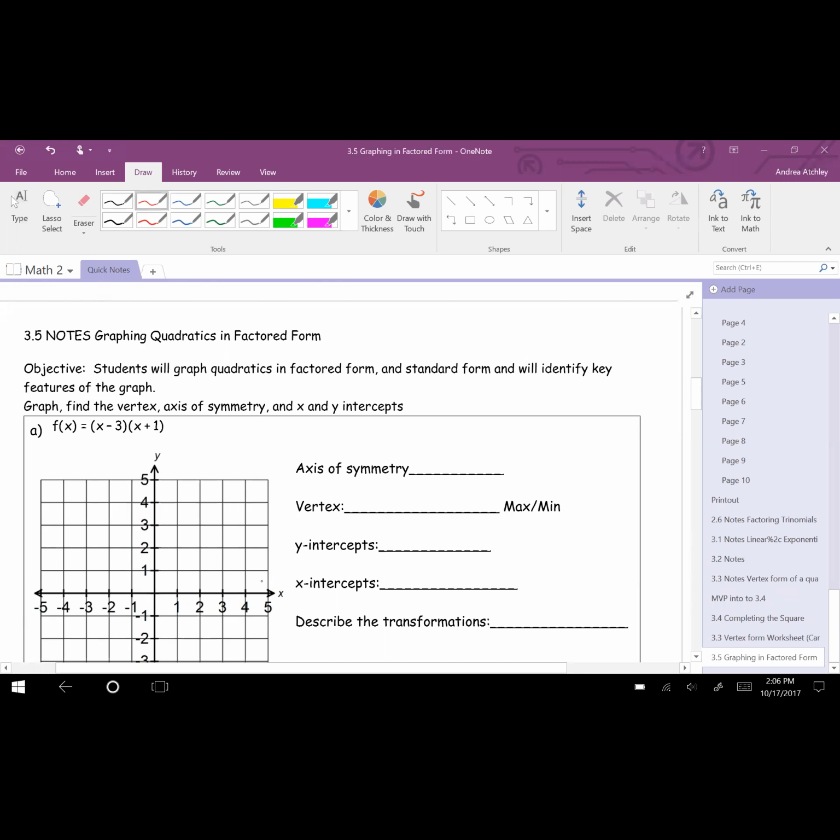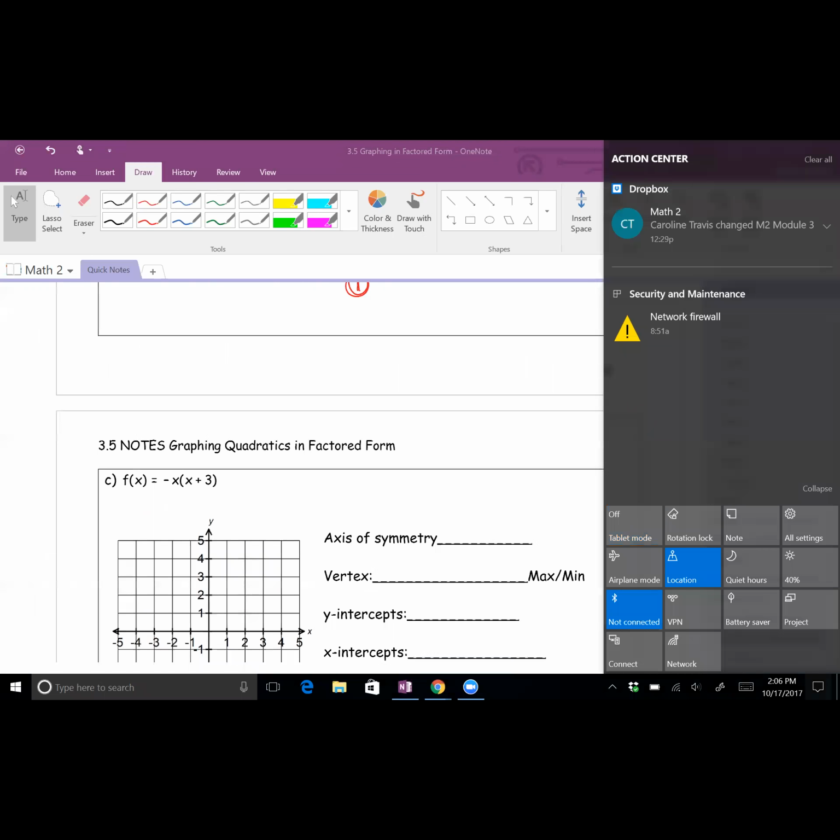Let's see if we can get this to work. Nope, it doesn't want to work. Give me a second. Let me see if I can work this out. It's in tablet mode.